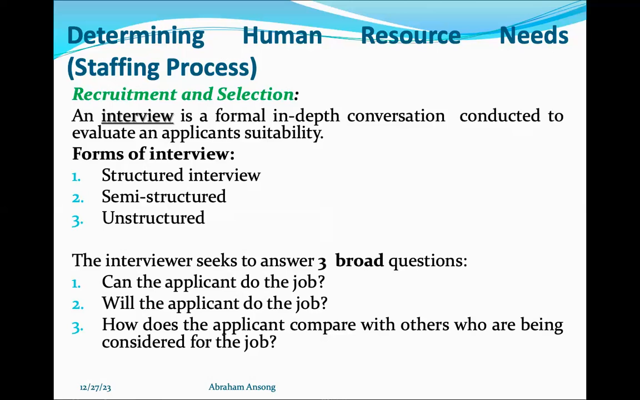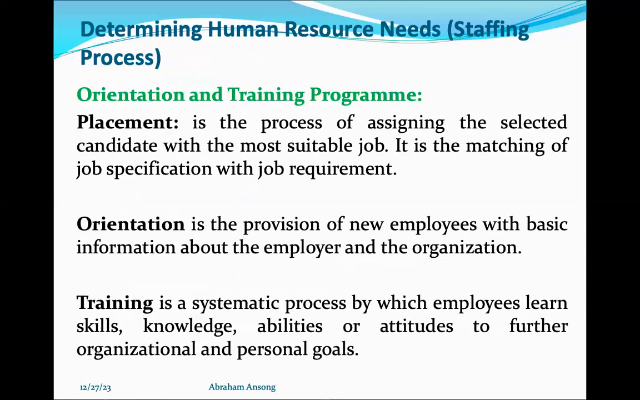All right. Then the last point, how does the applicant compare with others who are being considered for the job? So they will then compare you with other applicants based on the earlier two questions to find out who really satisfies us in terms of can do the job and will be willing to do the job. All right. To make their decisions as to who is most competent for the job.